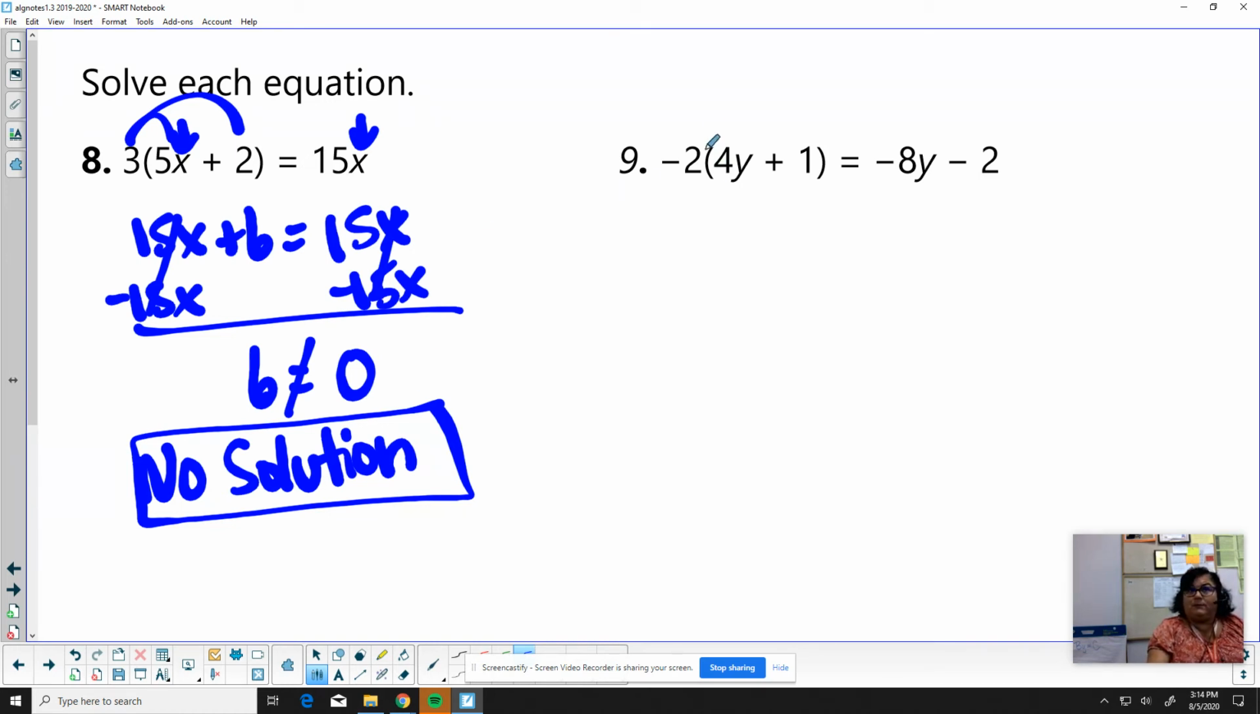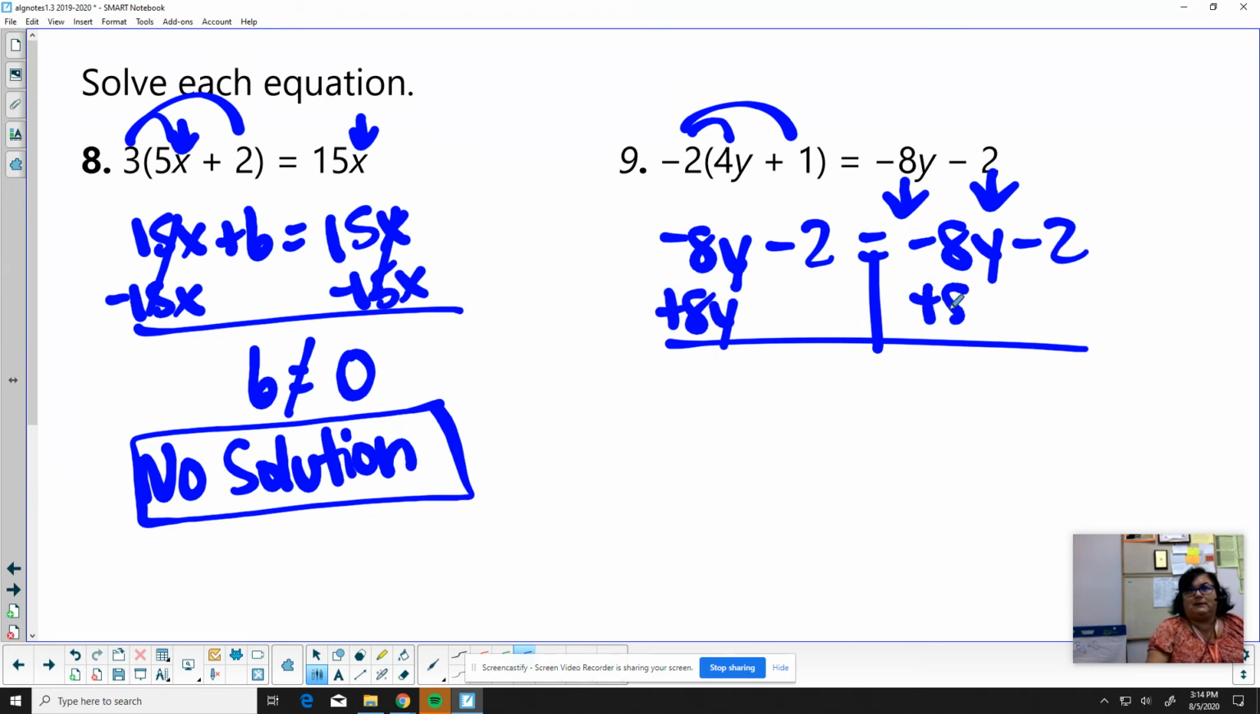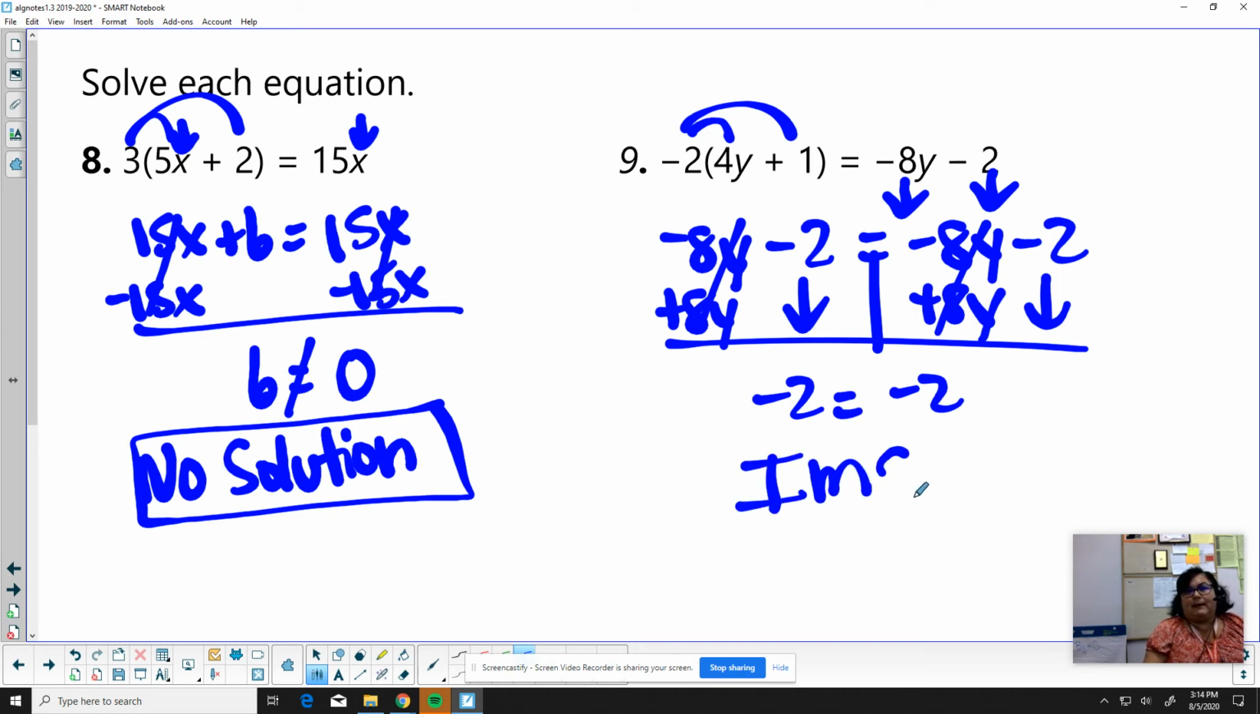Again, I have grouping symbols, so I'm going to distribute the negative 2. That's negative 8y minus 2. And on the other side, I have the same thing. All I did was drop those down. Okay, so I'm going to add 8y to both sides. And I hope you're noticing that they're exactly the same on the left and right. See how the negative 2 drops and the negative 2 drops? Well, that's true. Negative 2 does equal negative 2. So since this is true, I write infinitely many solutions.